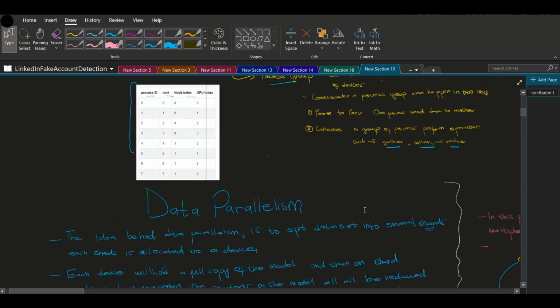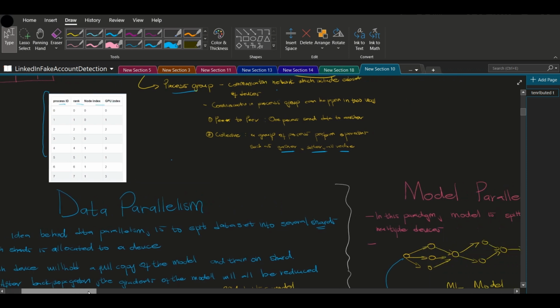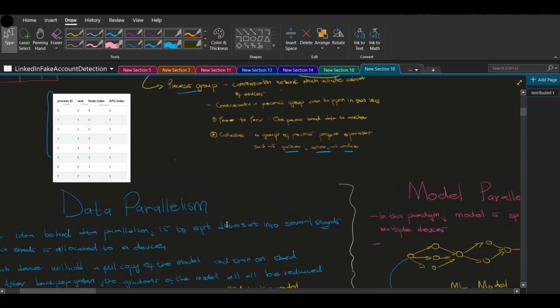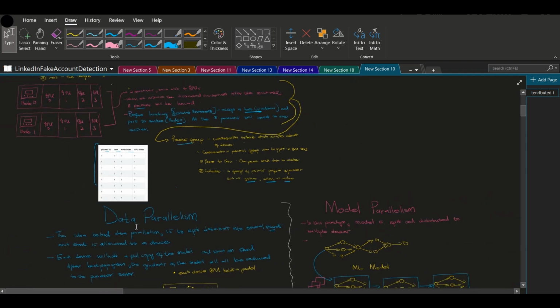I'm going to start with the main techniques, where I believe we started. The first one is data parallelism. You can think of data parallelism as trying to split the data into several shards, and each shard is allocated to a device, right?